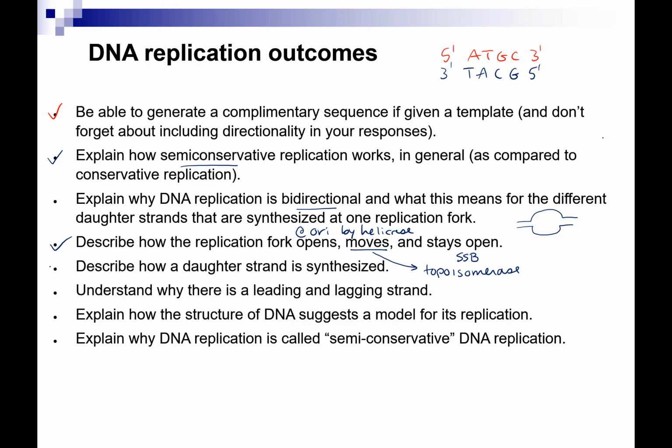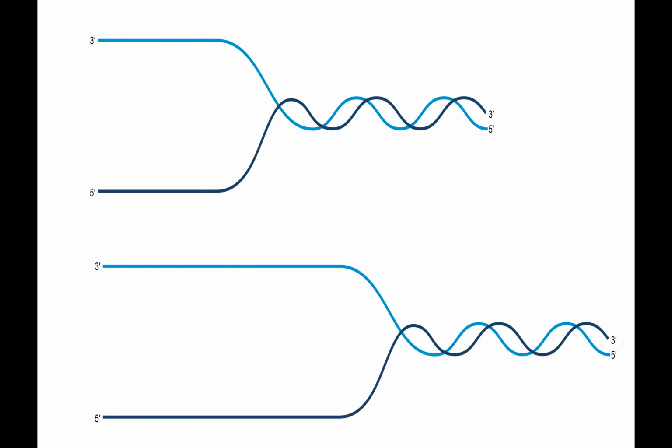Describe how a daughter strand is synthesized. We've talked about that. We've talked about leading and lagging strands. Explain how the structure of DNA suggests a model for its replication. So this is trying to get you to pull all these concepts together: anti-parallel and base pairing, semi-conservative. We've talked about that. Oh, we got that twice. Must be important. This is a nice slide you can print out to help you draw. I've got 5' and 3' ends labeled. You go through and try to draw the daughter strands, the leading, the lagging, where all the enzymes go.